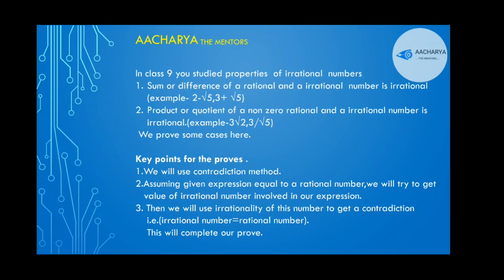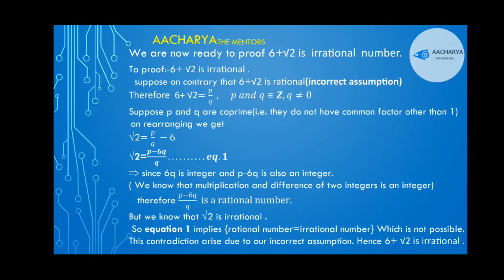So what will you get? An irrational number equal to a rational number. So when we arrive at this contradiction that an irrational number is a rational number, this in turn proves our result. So we are now ready to prove 6 plus square root 2 is an irrational number. What do we want to prove? 6 plus square root 2 is irrational.